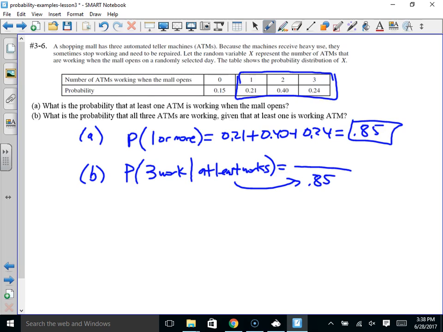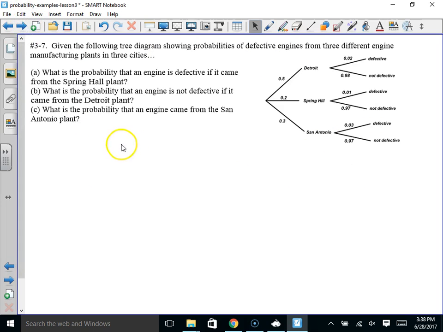So this becomes the conditional sample space, and then the probability that 3 are working is one specific part of that, the 0.24. So it's just going to be 0.24 divided by 0.85, which means the probability is 0.2824. So the first one was a simple probability, but we had to add multiple cases to form it, and the second one is a conditional probability. Okay, let's move on to the next one.